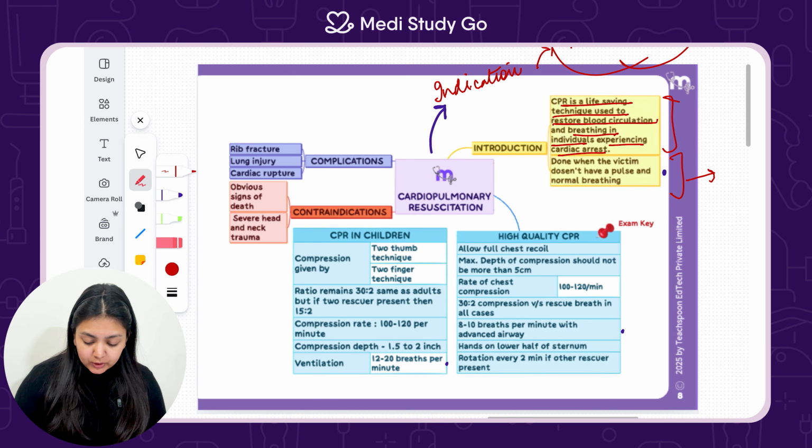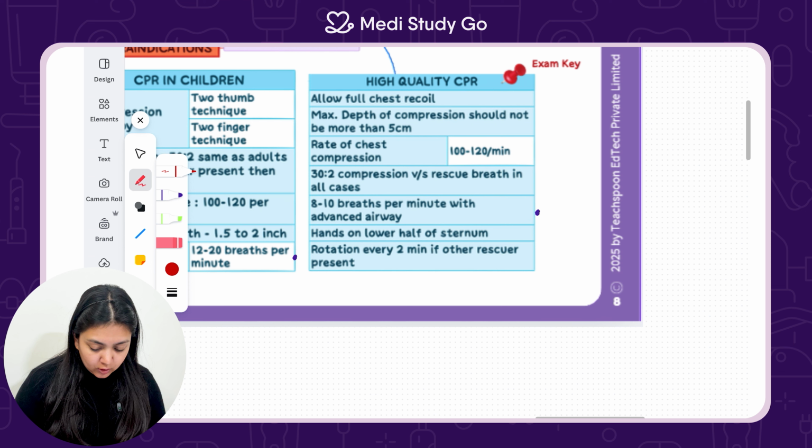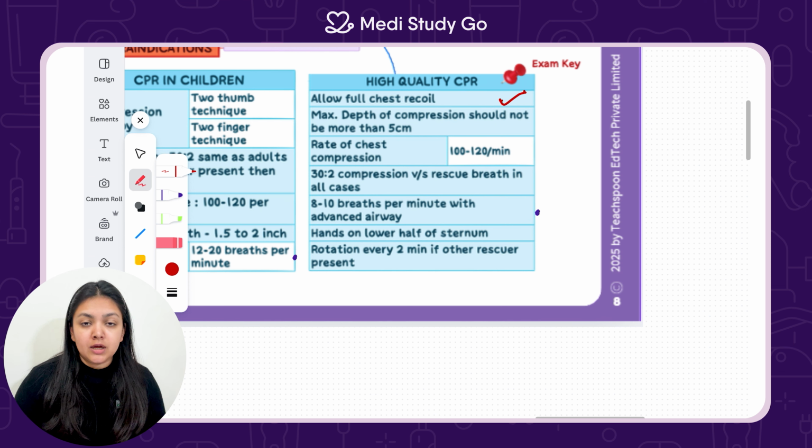Now, after you know what exactly CPR is, you need to know how to give it and when to give it. Once you have learned the definition of CPR, there are some do's and don'ts to give adequate cardiopulmonary resuscitation. The do's of a high quality CPR involve allowing full chest recoil. There should not be any shallow compressions and there should not be very fast compressions where the chest is not allowed to recoil, because if the chest recoils, only then will it allow the air to come in and let the patient breathe. So you need to allow full chest recoil.